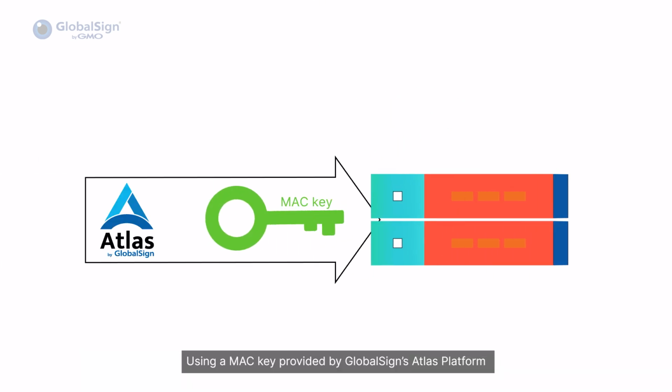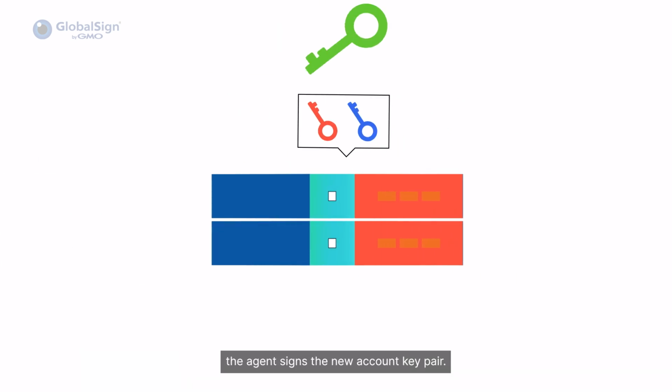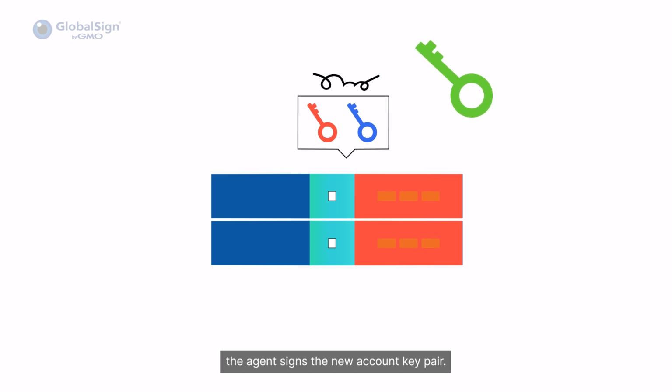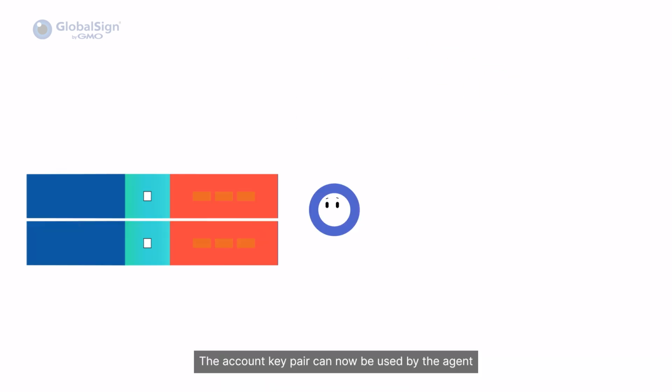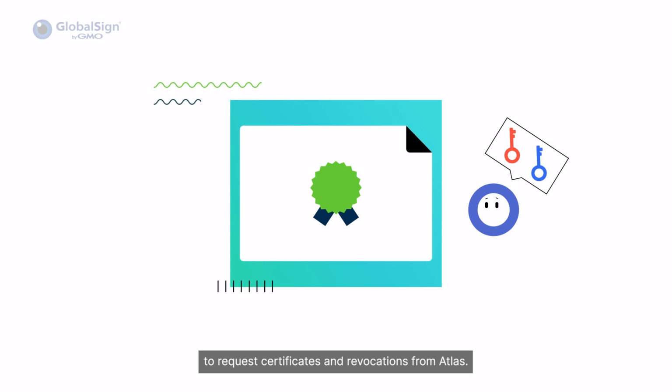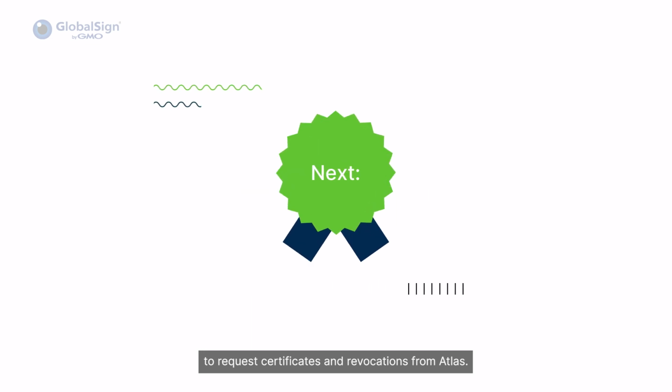Using a MAC key provided by GlobalSign's Atlas platform, the agent signs the new account key pair. And that's pretty much it. The account key pair can now be used by the agent to request certificates and revocations from Atlas.